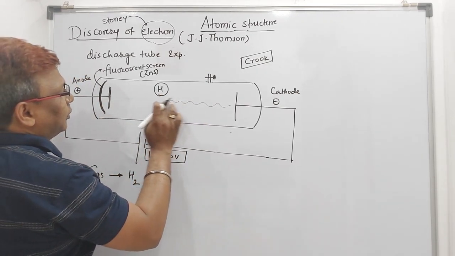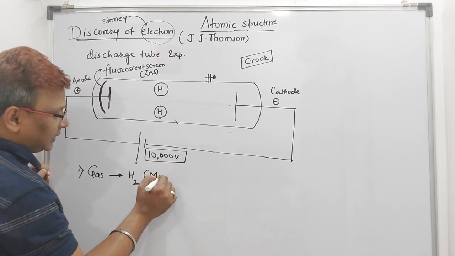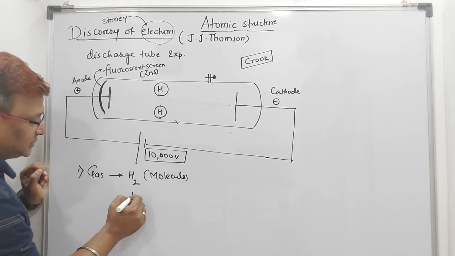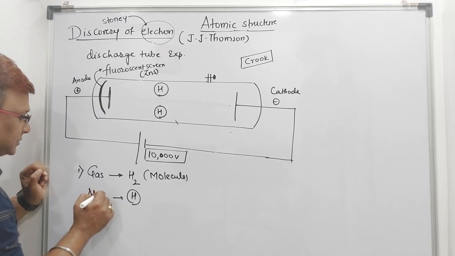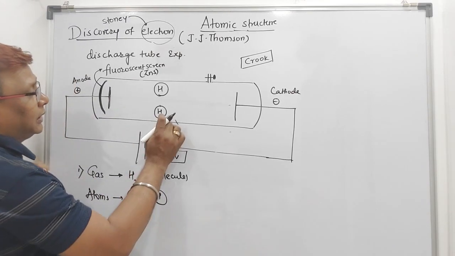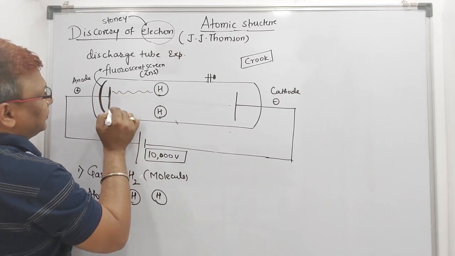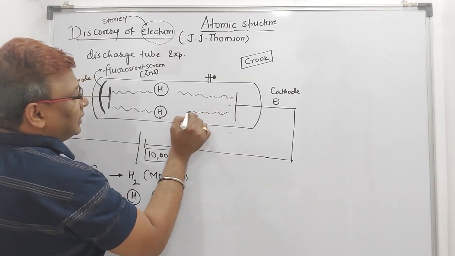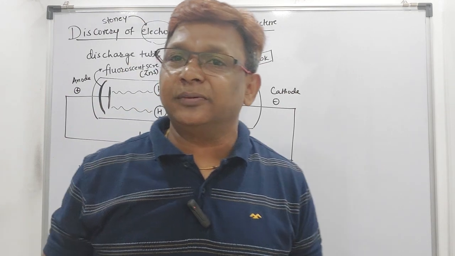As it breaks the bond, the hydrogen which was initially in the form of a molecule is now converted into atoms. See beta, it is converted into what? Atoms. Hydrogen molecule is converted into atoms. But still this high voltage current is coming from this plate, which plate? Anode, as well as from the cathode plate. Why? Because we applied 10,000 volts of current through this battery.